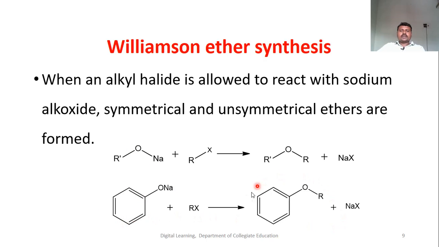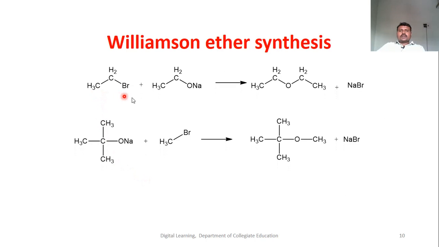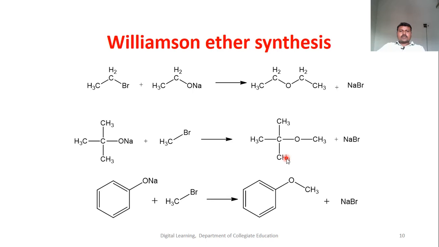Let us see some examples of Williamson ether synthesis. Sodium ethoxide reacts with ethyl bromide to give diethyl ether. In the next example, sodium tertiary butoxide reacts with methyl bromide to give tertiary butyl methyl ether. Aromatic ethers are also synthesized. For example, sodium phenoxide reacts with methyl bromide to give methyl phenyl ether.